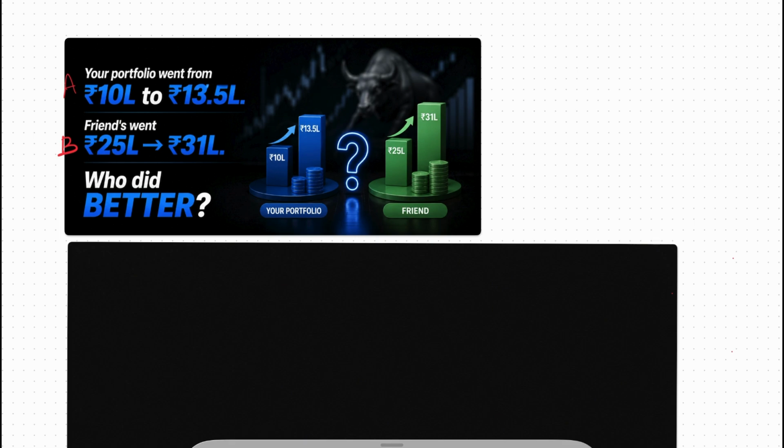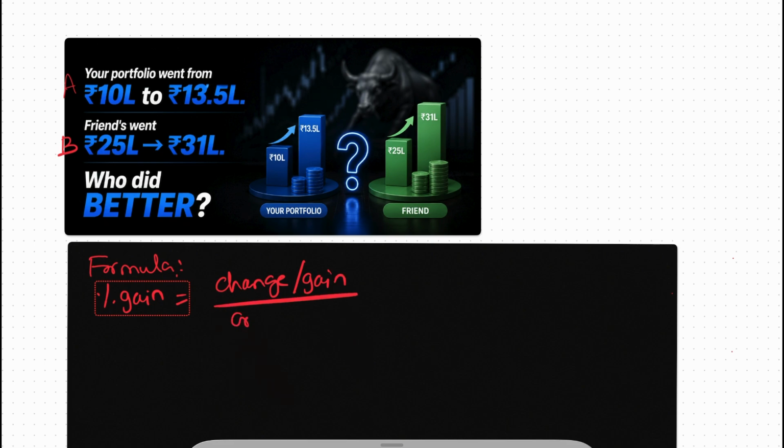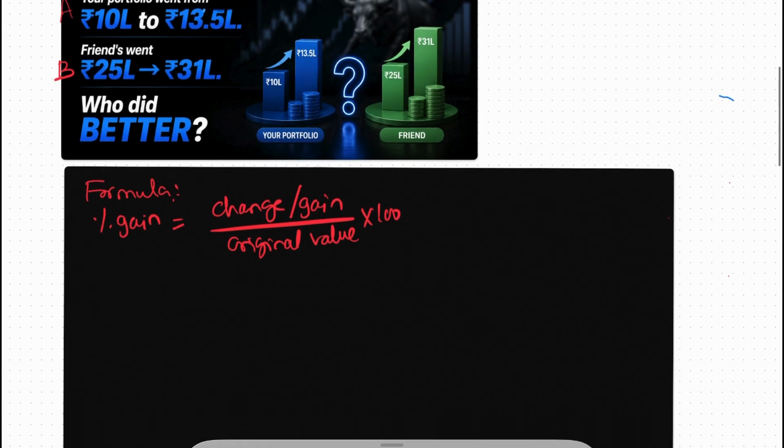Right, so we are going to use the concept of percentage gain here. So what's the formula we are going to use? Percentage gain is nothing but change or gain divided by original value into 100. So this is the formula for percentage gain. So let's apply this formula.